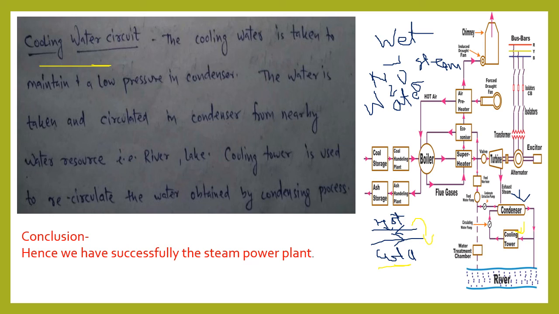So the whole layout takes about four circuits as we have known: the coal and ash circuit, second the air circuit, then the steam flow circuit, and the last one, cooling water circuit. So the conclusion is simply we have successfully studied the steam power plant.